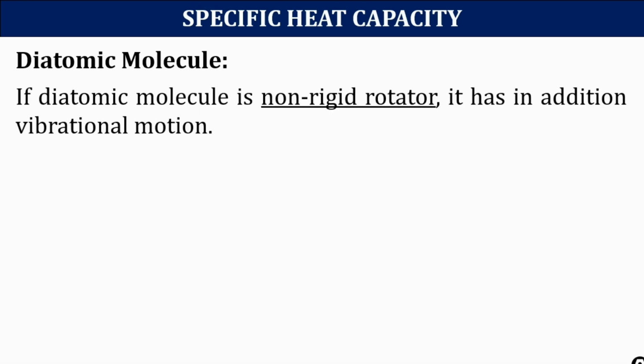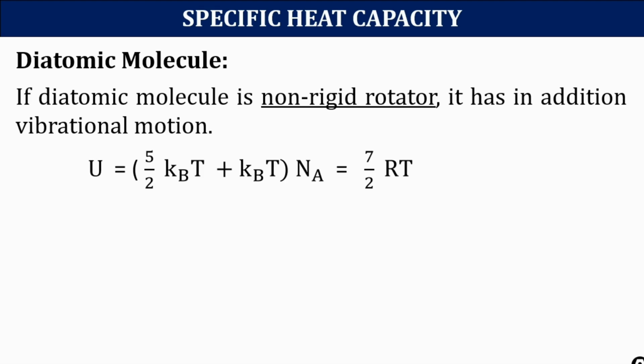Next, we are going to consider a diatomic molecule, which is a non-rigid rotator. That means, in addition to the 3 degrees of freedom due to translatory motion and 2 degrees of freedom due to the rotatory motion, it will also have a vibrational motion. Vibrational motion ಇಂದಾಗಿ ಎರಡು ಎನರ್ಜಿ ಟರ್ಮ್ ಬರ್ತಾ ಇದೆ, kinetic plus potential.